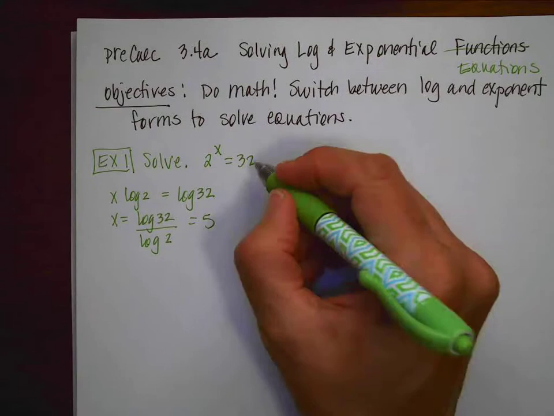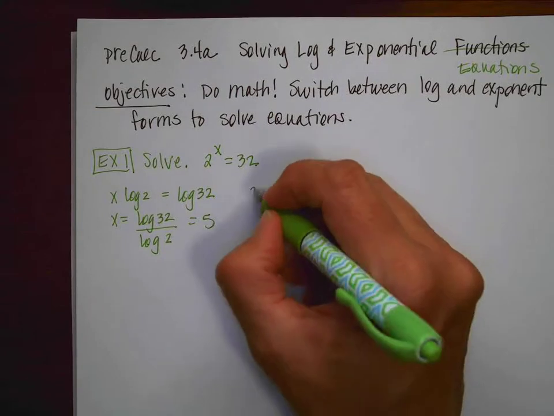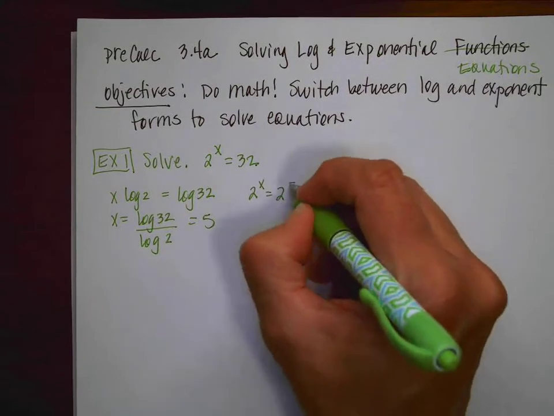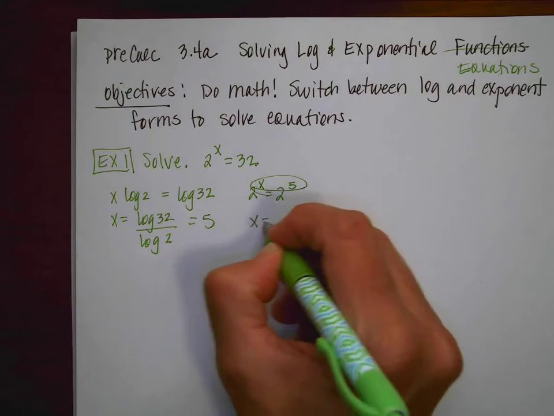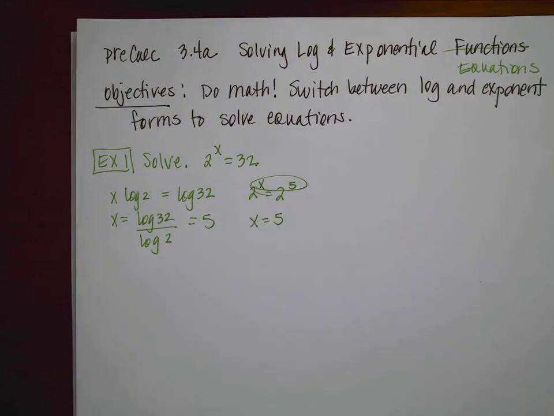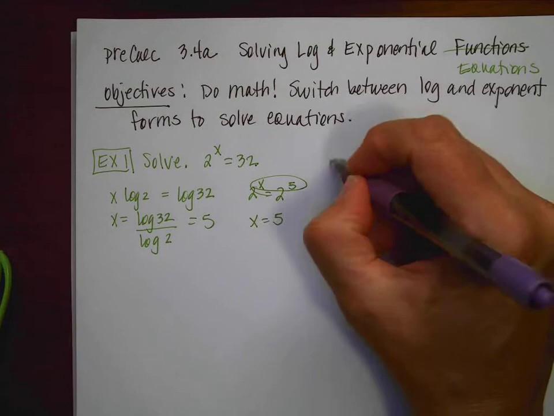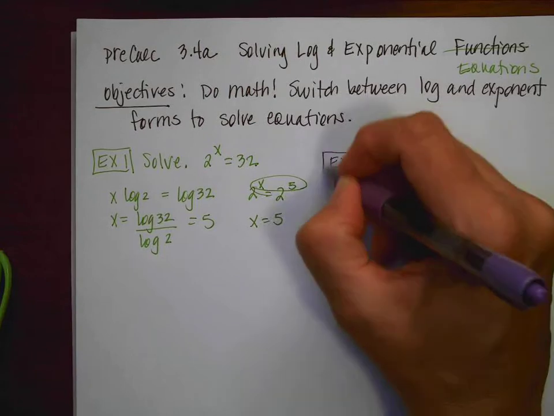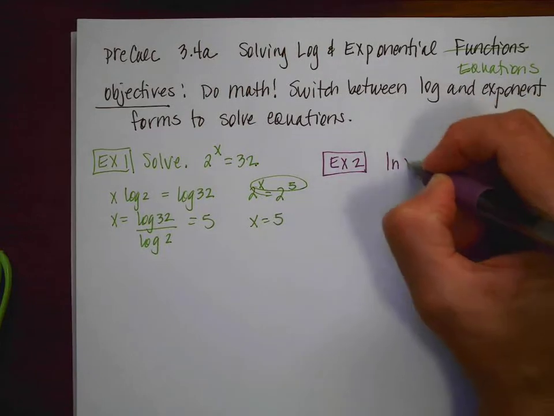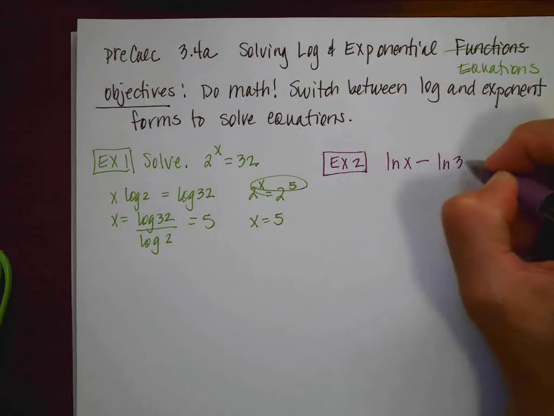So that's a lot of work. I can just use my 1-to-1 property, so 2 to the x is equal to 2 to the 5th, and then I write x is equal to 5. Ta-da, done.